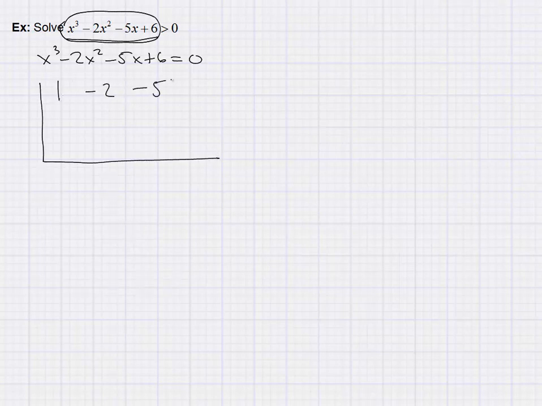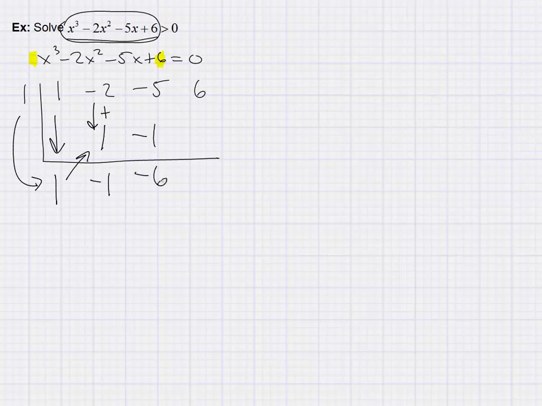1, negative 2, negative 5, 6. Put a 1 out here, see if that works. Put a 2, see if that works. Remember, take factors of your constant divided by factors of your leading coefficient. Factors of 6 divided by 1, so I get 1, 2, 3, and 6. And I can use positives and negatives. So I bring this first one down here. Multiply, put it here, negative 1, add straight down, keep going, negative 1, negative 6, negative 6, 0.